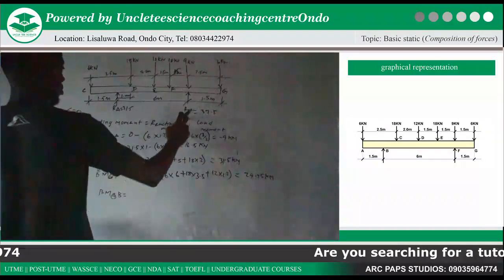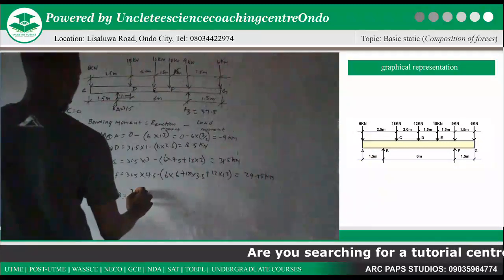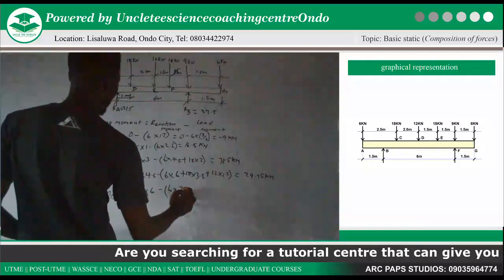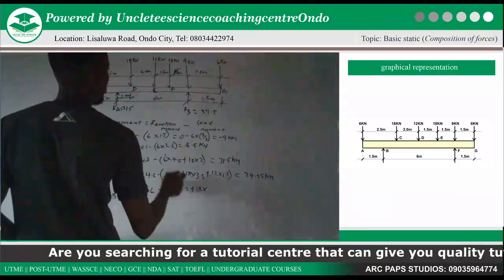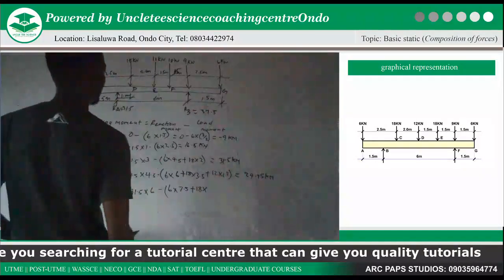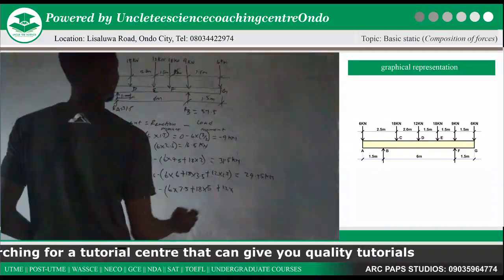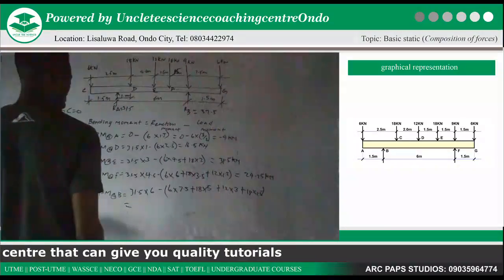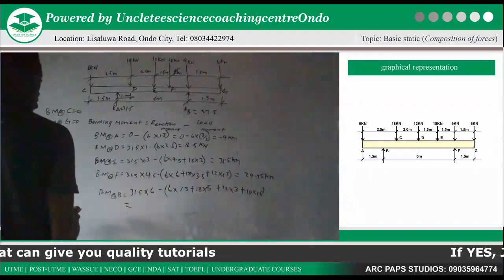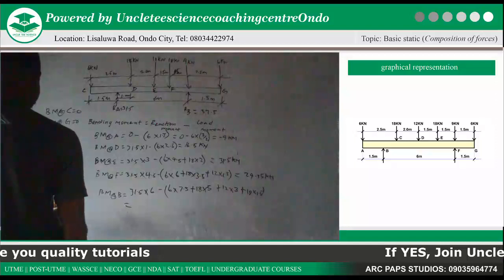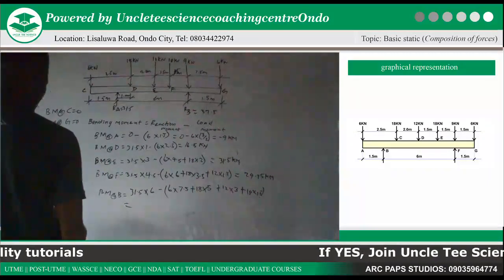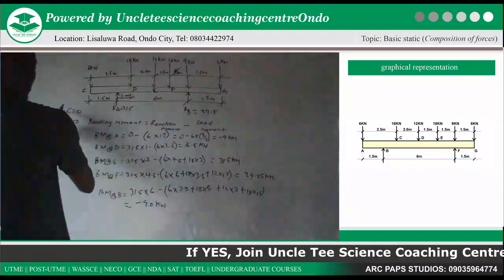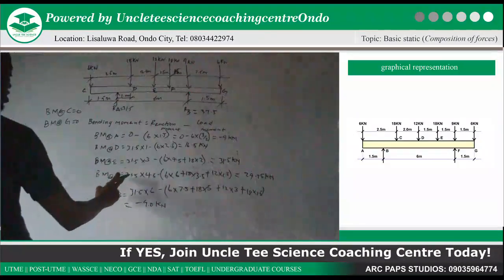Now bending moment at B, our reaction moment, that is 31.5 times distance, that is 6, minus 6 times 7.5, plus 18 times 5, plus 12 times 3, plus 18 times 1.5. It means our bending moment at B will give us 31.5 times 6 minus 6 times 7.5 minus 18 times 5 minus 12 times 3 minus 18 times 1.5, and that will give us minus 9.0 kilonewton. So these will be our bending moments at C, G, A, D, E, F, and B.